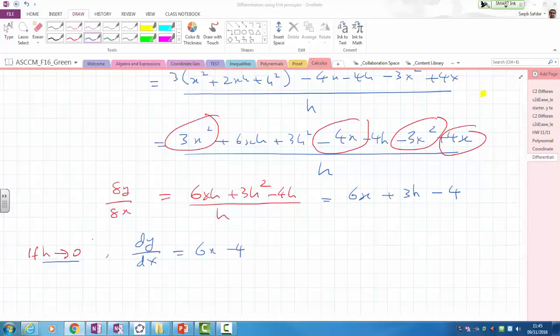So what we can say is delta y over delta x leads us to dy over dx equals 6x take away 4. Why? Because the h part has just become 0.